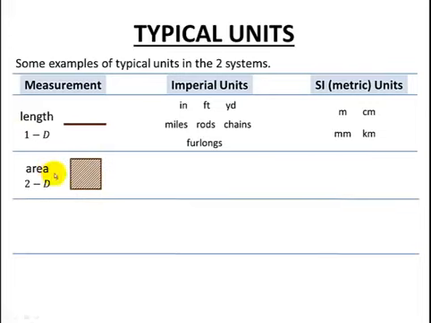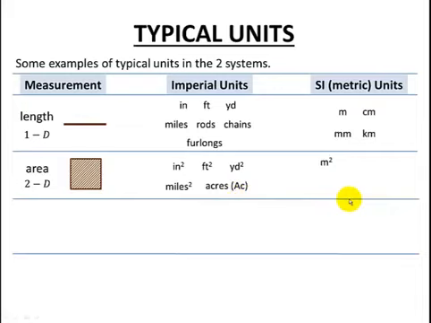If we move on to area, that's two-dimensional. So here we have a square. We can see that we'll have that cross-sectional area. There's our 2D. Here's dimension 1 and dimension 2. Some imperial units for area. Well, we can just square the inches, square the feet, square the yards, square the miles. And we can even have some different units. Here's an acre, abbreviated AC. That's an imperial unit for area.